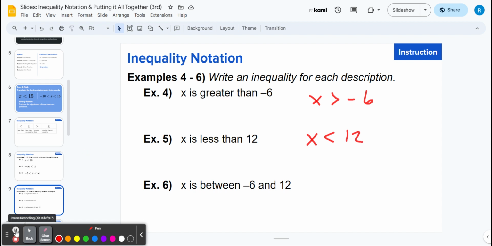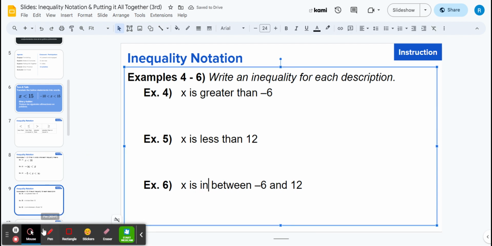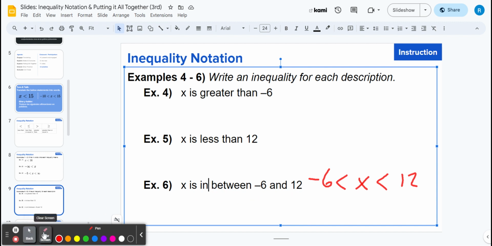And this last one looks like I have a typo here. Let me fix. We have x is in between negative 6 and 12. And so this one will be interesting and one that we see very frequently. We can throw x in the middle. We can put a less than sign on either side of that. And negative 6 is our lower number, and 12 is our higher number. And so this reads as negative 6 is less than x is less than 12. And all that means is that if negative 6 is less than x and 12 is greater than x, then x is just going to be in between those two numbers.